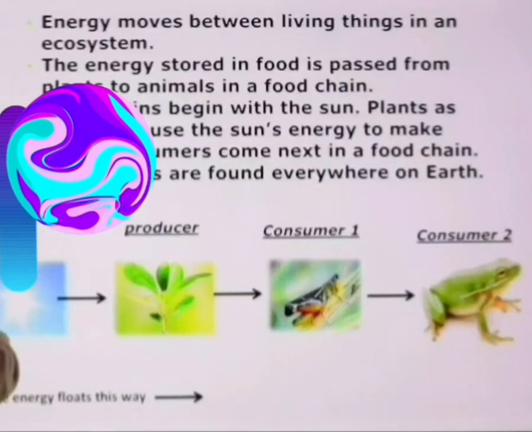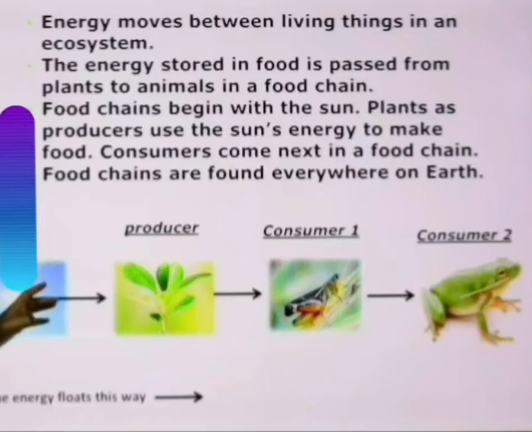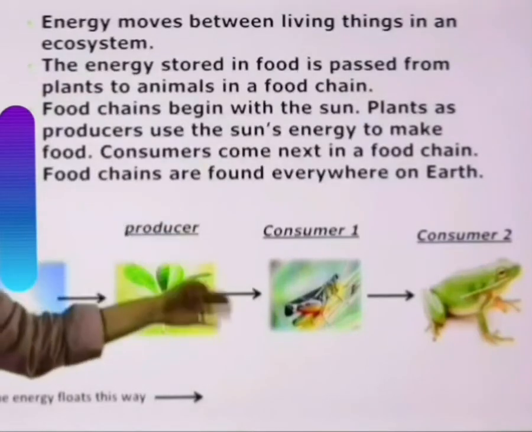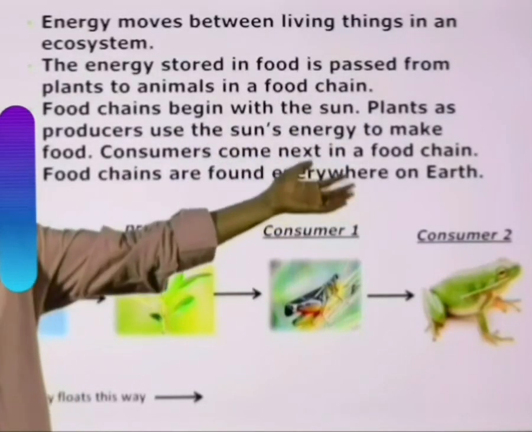What's the only link in the chain that's not a living thing in this ecosystem? It's the sun. The sun is a non-living thing. So all the energy came from this non-living thing here, which is the sun, then went to the producer, consumer, and etc.